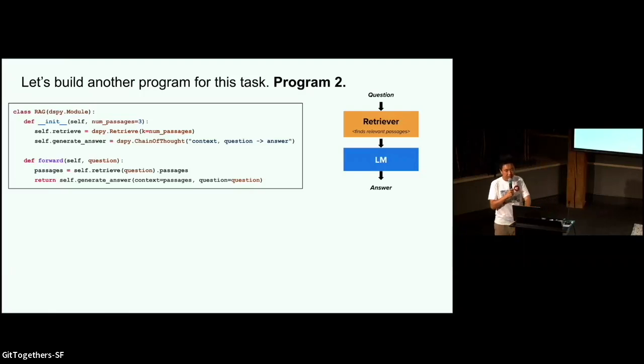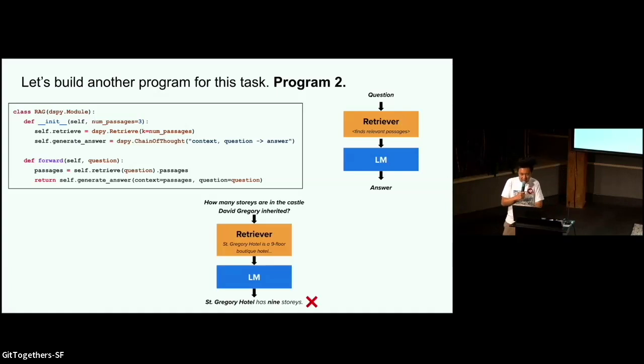This is the DSPy program. It looks more complex, but it's actually not. If you're familiar with PyTorch, this will look very familiar to you. You define a bunch of modules in the init function, and then in the forward function, you define how you would want to use those modules. In the forward function, we first call retrieve on the question that we receive, and then we generate an answer with all the retrieved passages. This is also a very easy, boring pipeline.